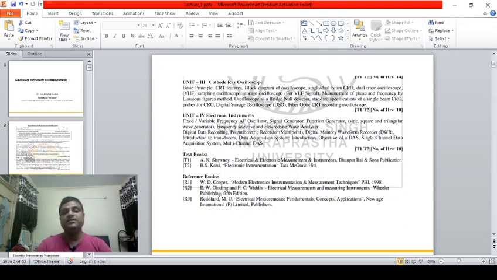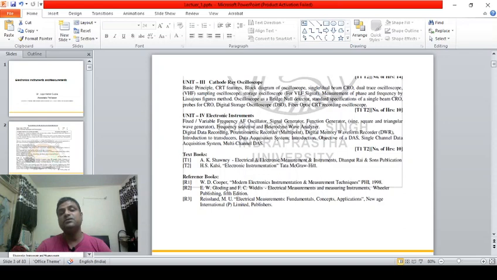Here we have studied the basic principle of the cathode ray oscilloscope, its features, its block diagram, then the digital storage oscilloscope, and the fiber optic CRT recording oscilloscope. And at last we have studied the fourth unit. This fourth unit is all about the electronic instruments.